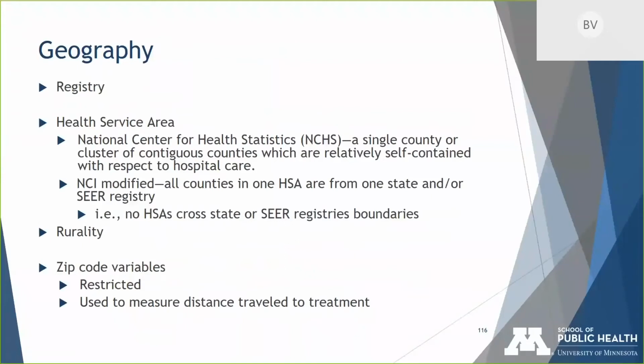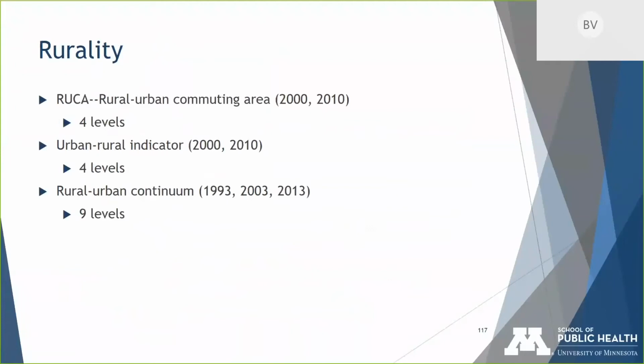There are also variables to define how rural a beneficiary's residence is, and we'll talk about that a little bit on the next slide. And then I just wanted to note that you can get zip code of residence, but it's a restricted variable. So when you are applying for the data, you have to justify why you need to use it. It's often used to measure distance traveled to treatment or for linking to other sources. So just to note that it's available, but it does not automatically come with the data.